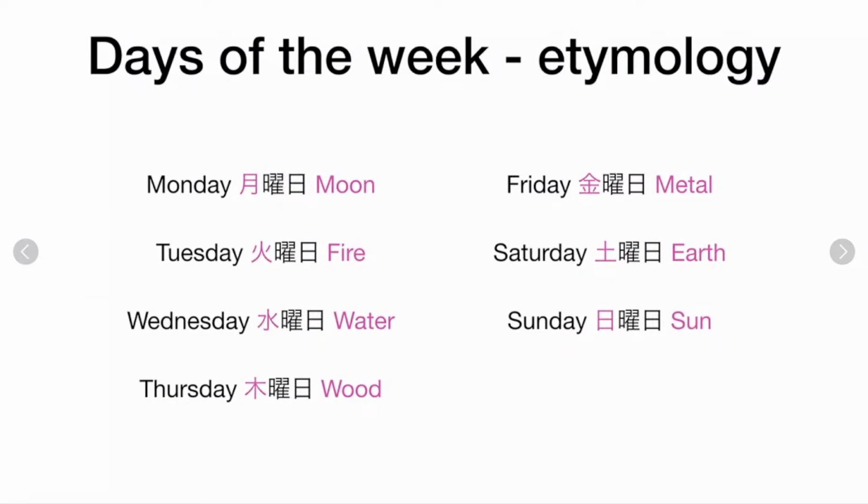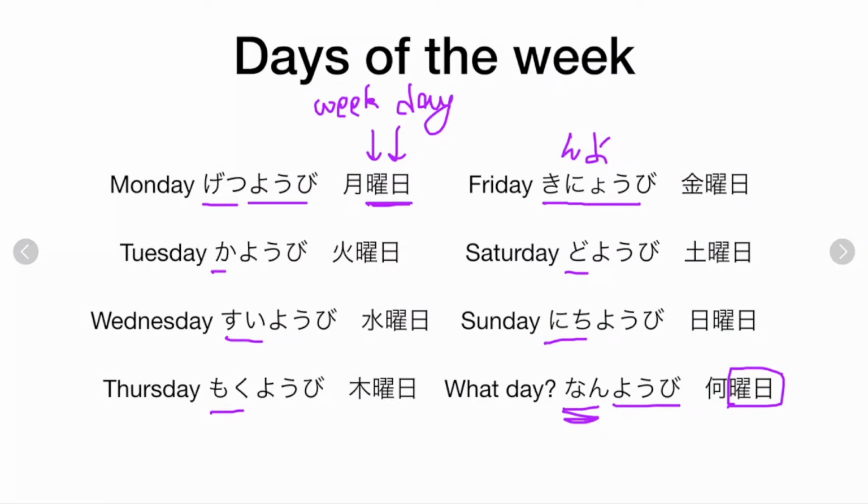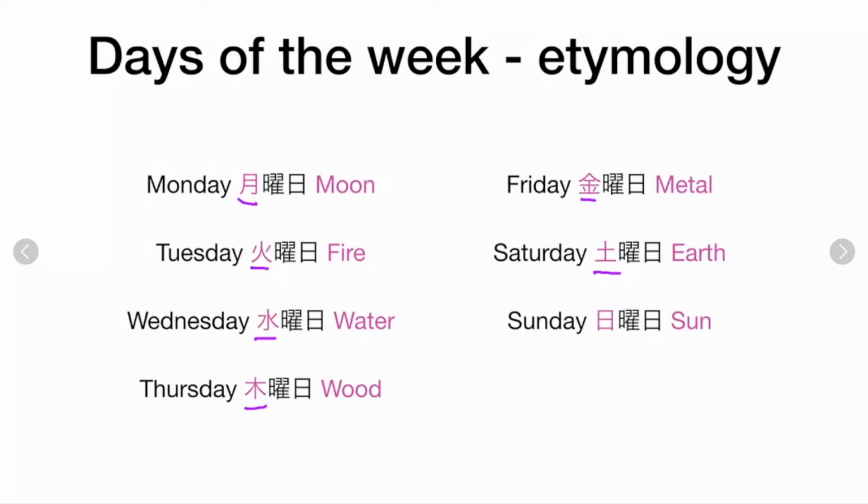So here are the origins of the days of the week, right? So you have getsu, which is the moon, ka is fire, sui is water, moku is wood, kin is metal or gold, and do is, which one was do? Yeah. Doyobi is Saturday, is the earth, and then nichi is the sun.